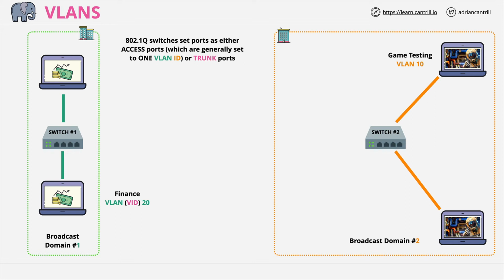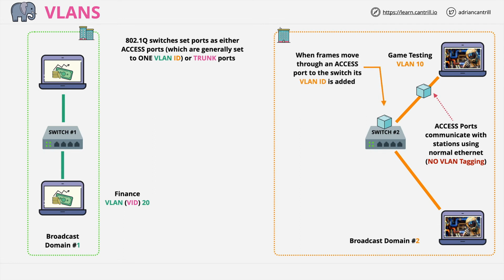and 2 laptops connected to switch number 2 for the game tester team. Now, I mentioned earlier that we have 2 types of switch ports in a VLAN-capable network. The first are access ports, and the ports which the orange laptops on the right are connected to are examples of access ports. Access ports communicate with devices using standard Ethernet, which means no VLAN tags are applied to the frames. So in this case, the laptop at the top right sends a frame to the switch, and let's say that this frame is a broadcast frame. When the frame exits an access port, it's tagged with the VLAN that the access port is assigned to, in this case VLAN 10, which is the orange VLAN.